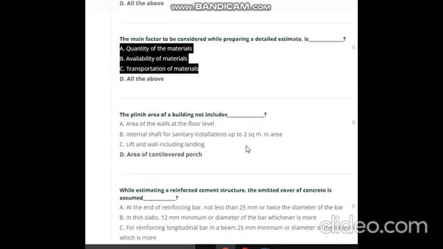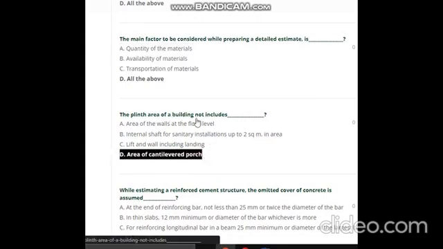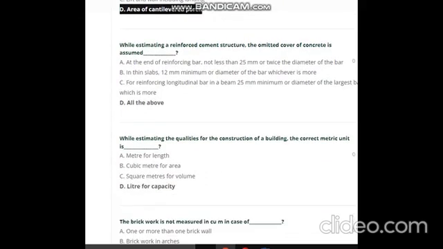The plinth area of a building does not include the area of the wall, area of the cantilevered porch. The plinth area of a building does not include the area of a cantilevered porch. While estimating a reinforced cement concrete structure, the cover of concrete is assumed as all of the above.